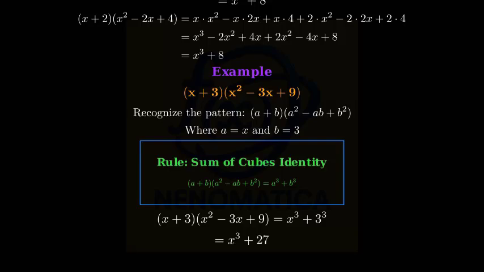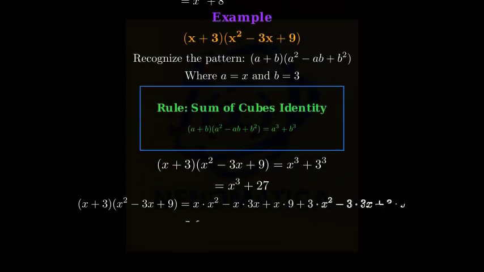Again, let's verify this by expanding the left side of the equation. When we multiply x plus 3 by x squared minus 3x plus 9, we would get x cubed minus 3x squared plus 9x plus 3x squared minus 9x plus 27, which simplifies to x cubed plus 27, confirming our answer.